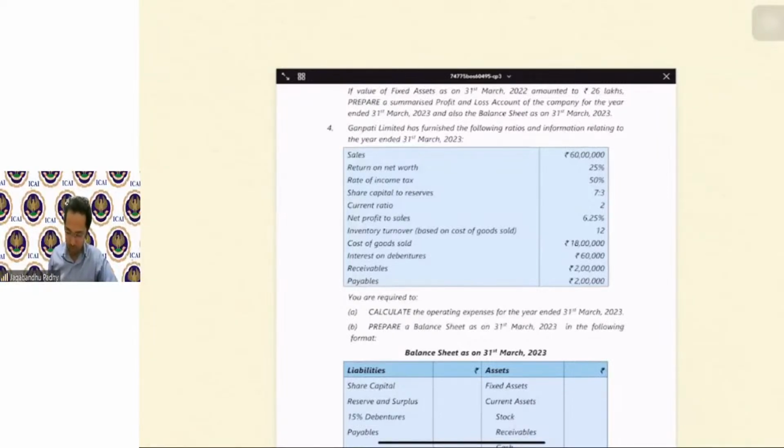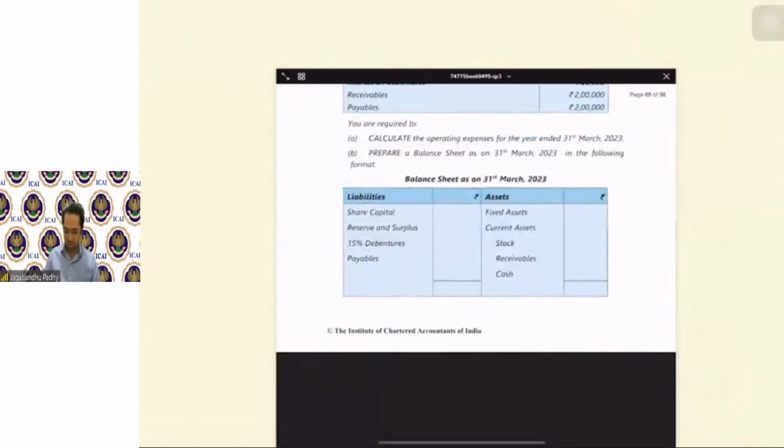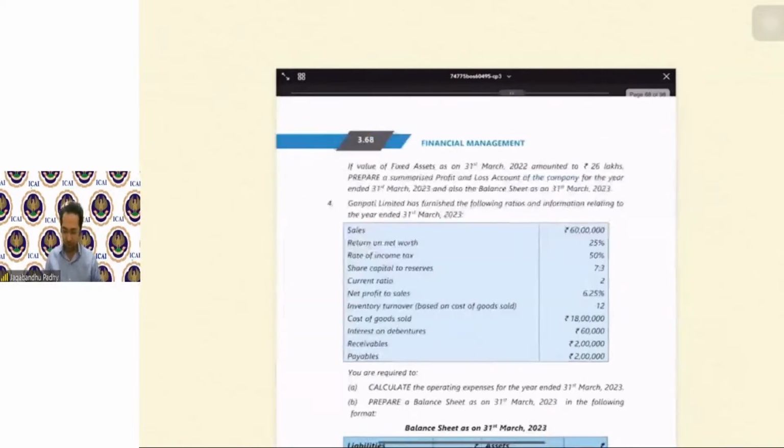We have a company which has the following details. We have sales figure, return on net worth. Then we have rate of income tax, share capital to reserves, current ratio, net profit to sales, inventory turnover based on the cost of goods sold. Then we have the cost of goods sold figure. We have interest on debentures, receivables, and payables. We have to compute the operating expenses for the year ended 31st March and also prepare the balance sheet as on that date in the following format.